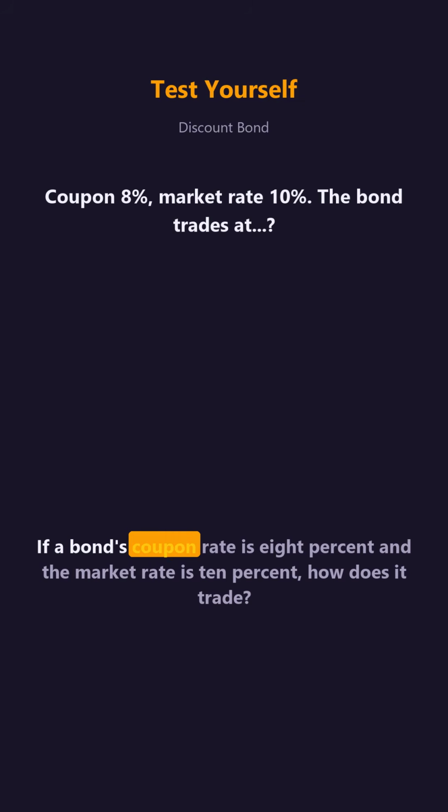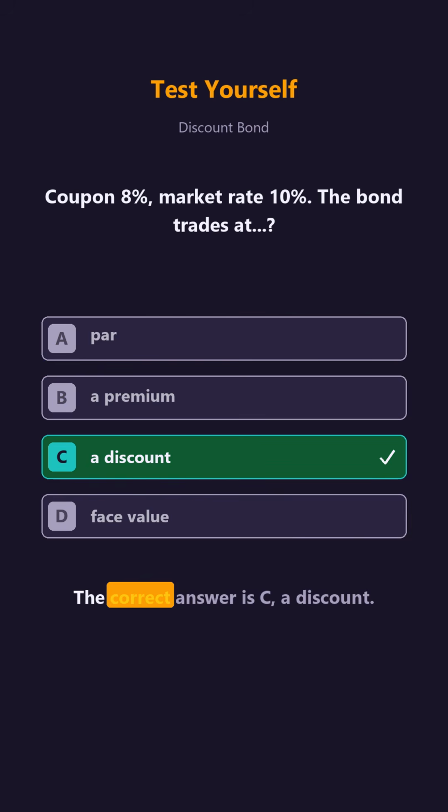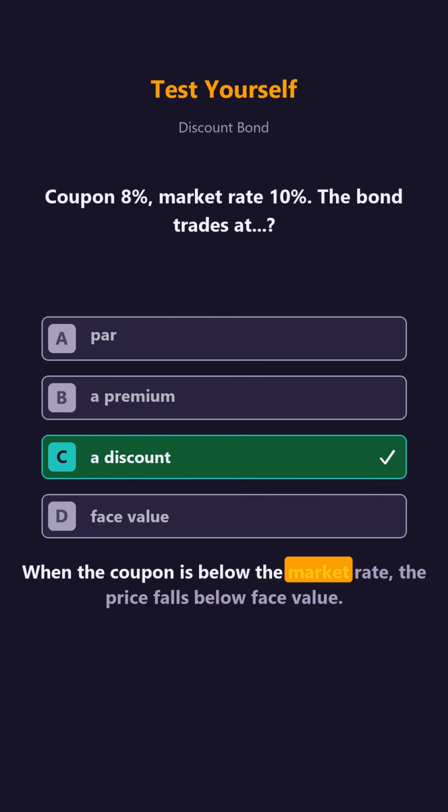If a bond's coupon rate is 8% and the market rate is 10%, how does it trade? Here are your 4 options. Pause the video and solve it now. The correct answer is C, a discount. When the coupon is below the market rate, the price falls below face value.